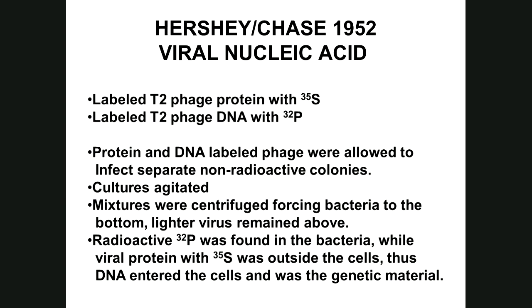When they analyzed the bacteria, they found that the radioactive isotope of phosphorus was found inside the bacteria, while the viral protein with the isotope of sulfur was outside the cells. Thus, DNA entered the cells and was the genetic material. The viral DNA was what was causing the bacteria to turn into virus factories, because the DNA that was labeled was found inside the bacteria. None of the protein was inside, just the DNA.